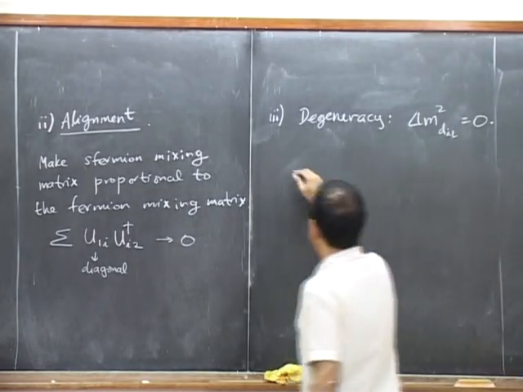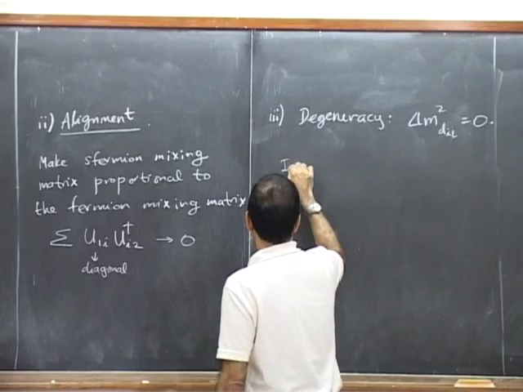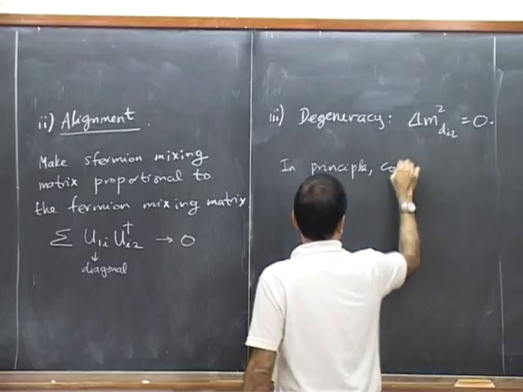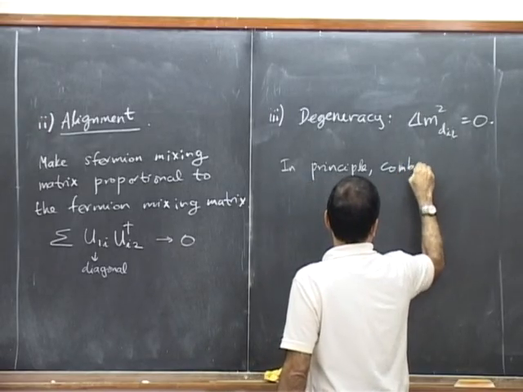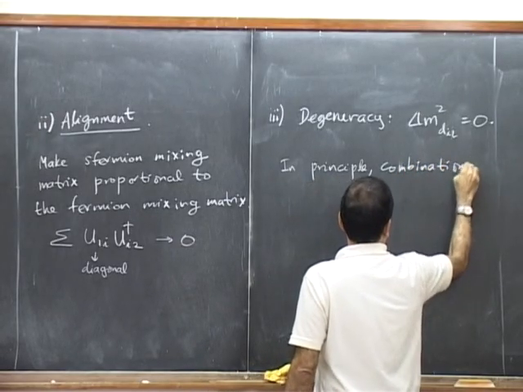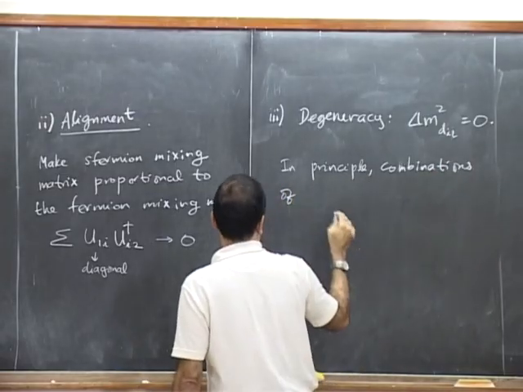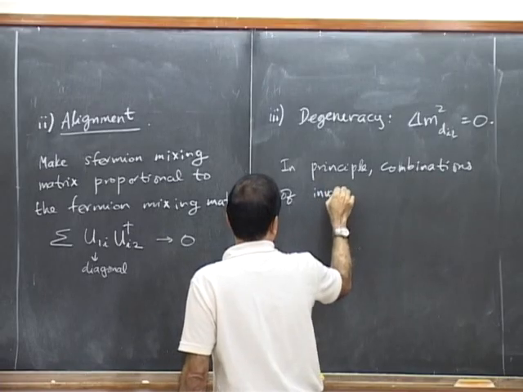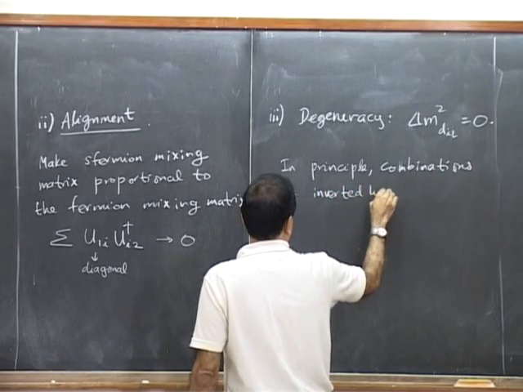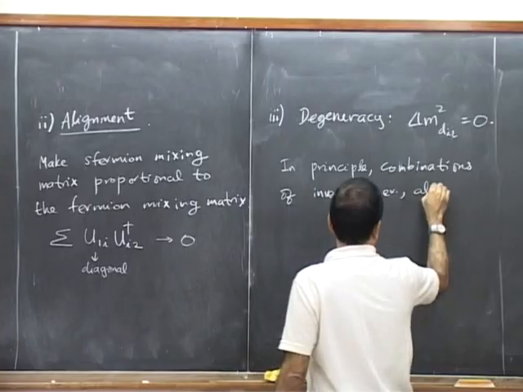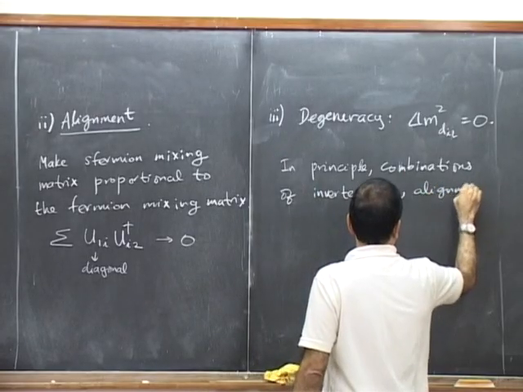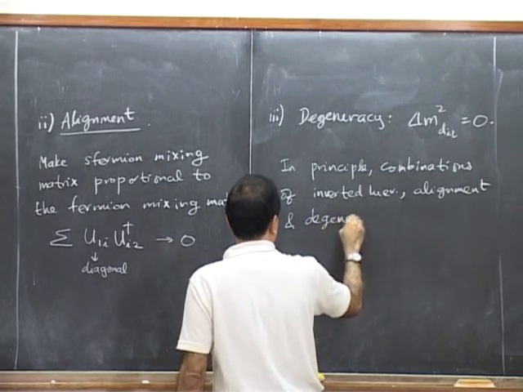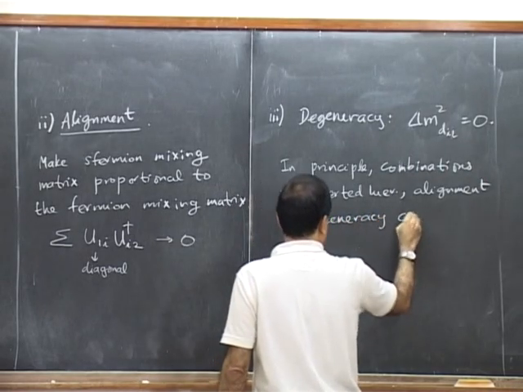Okay? So the comment would be that in principle combinations of inverted hierarchy, alignment and degeneracy could be used.